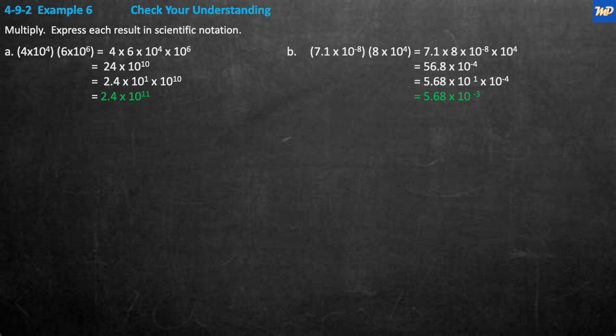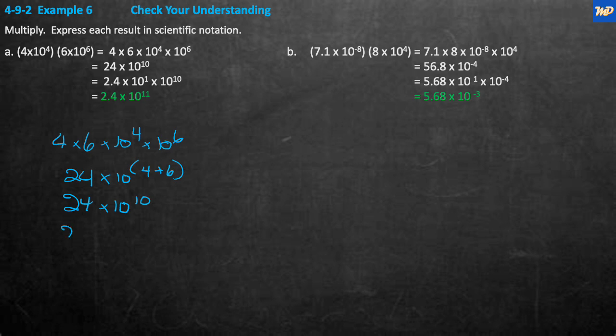We'll do it again. Let's check our understanding. So we're going to take, I've done them for you basically here, but I'll do it again. So it's 4 times 6 times 10 to the 4th times 10 to the 6th. So then 6 times 4 is 24 times 10 to the 4 plus 6 is equal to 24 times 10 to the 10th. And now we're going to write this in scientific notation.